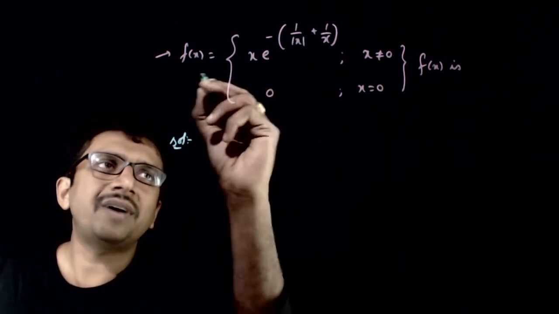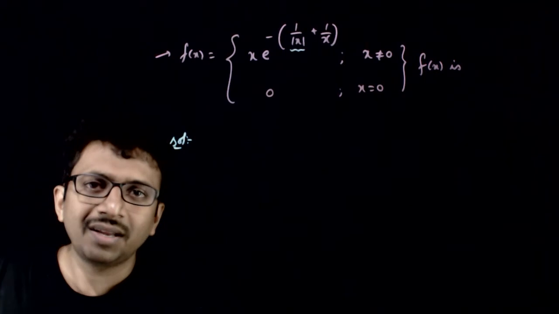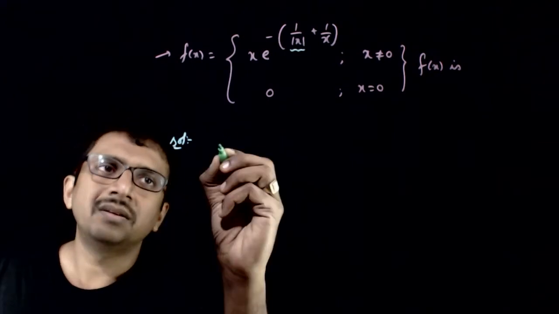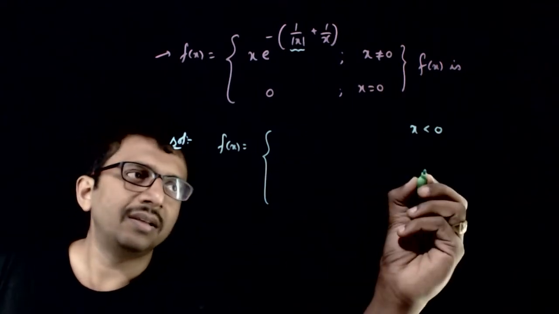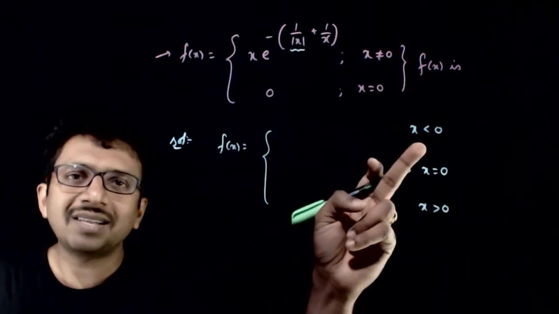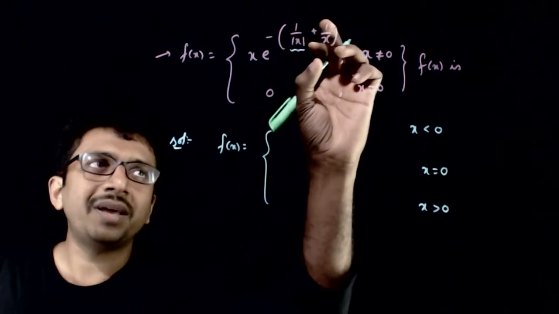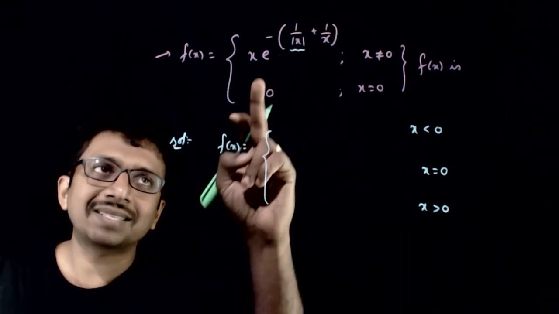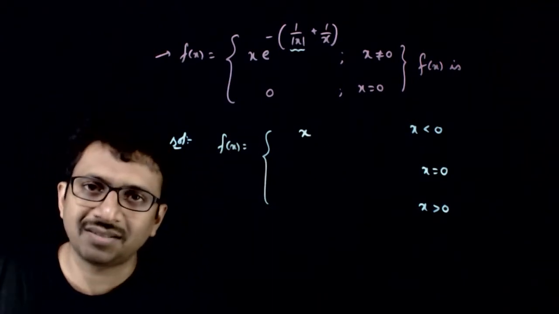If you see, this function involves a modulus, and modulus is differently defined in the positive interval and the negative interval. So I'll divide it into parts. First, f of x: I'll take x less than 0 as one interval, x equal to 0 as separate, and x greater than 0 as a separate interval. If x is less than 0, we know that mod x is equal to minus x. So this is minus 1 by x plus 1 by x, which is equal to 0. So x times e power 0 is x times 1, which is equal to x. That means f of x is equal to x when x is less than 0.